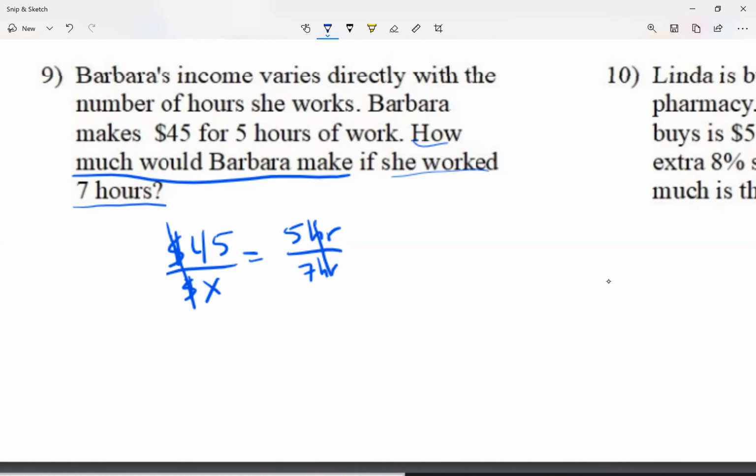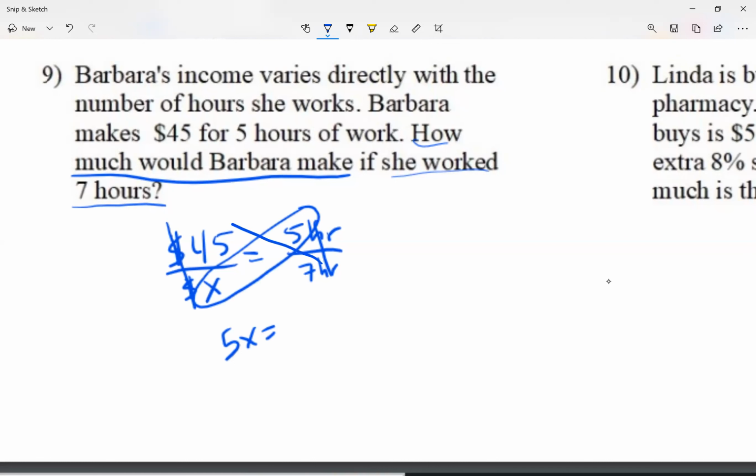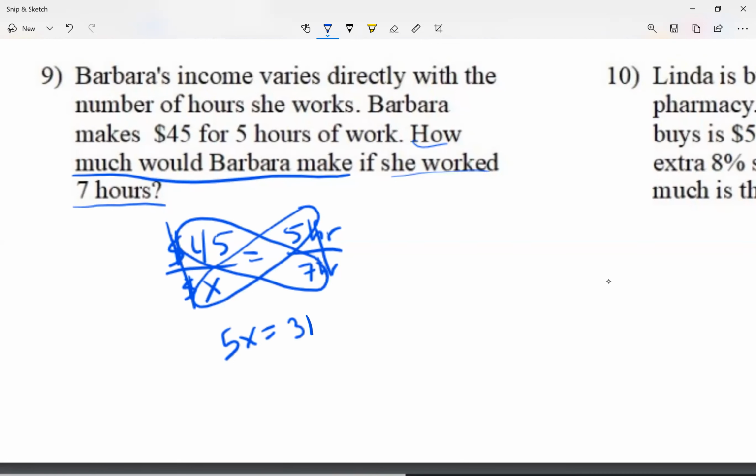All right, let's cross multiply. I have 5x. I went 5 times x equals 45 times 7, which is 315. Let me divide both sides by 5, because that's the number in front of the x. So I get that x is equal to 63. So how much will Barbara make if she works 7 hours? She will make $63.